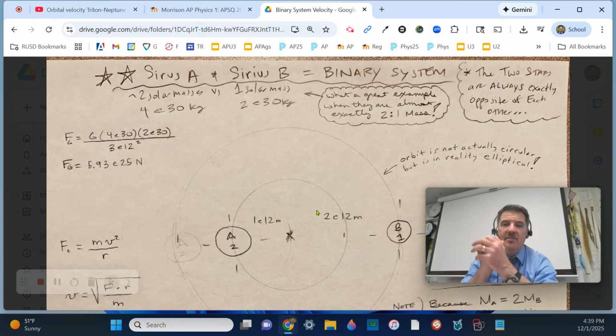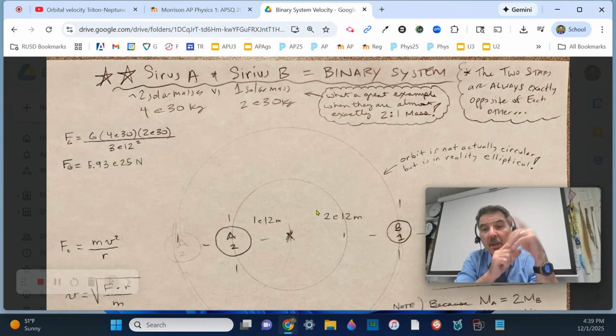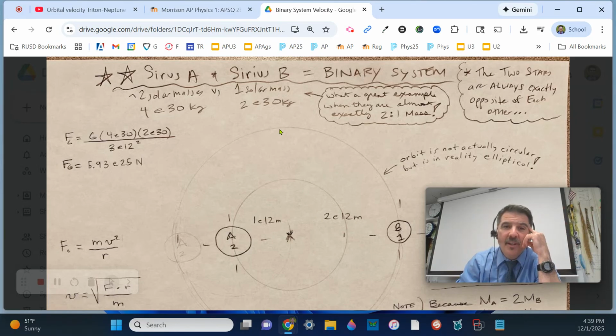Our sun happens to be 2 times 10 to the 30th kilograms. So if you look on there, we have 2 times 10 to the 30th kilograms here. And then we have twice as big is 4 times 10 to the 30th. So A is twice as big as B.